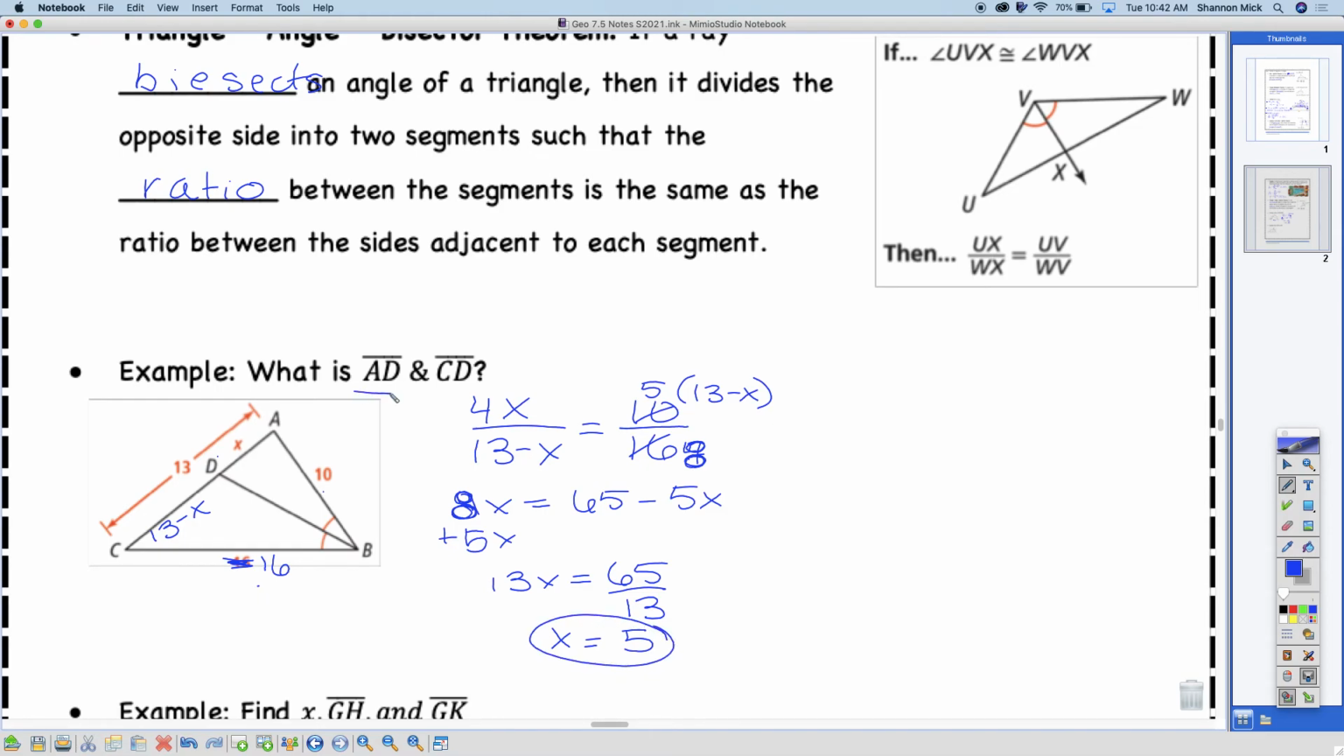So now can I find AD and CD? Yeah. Okay. So AD is what? 5. And CD is 13 minus 5, so it is 8.